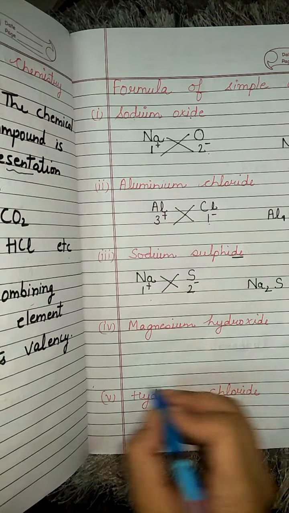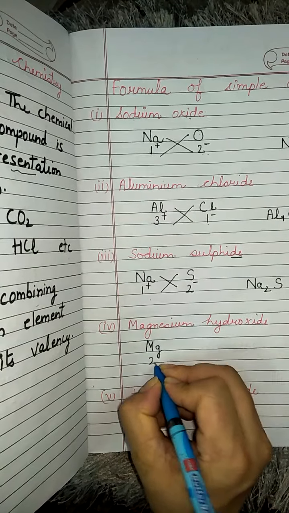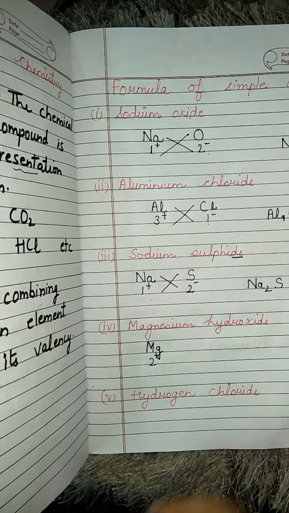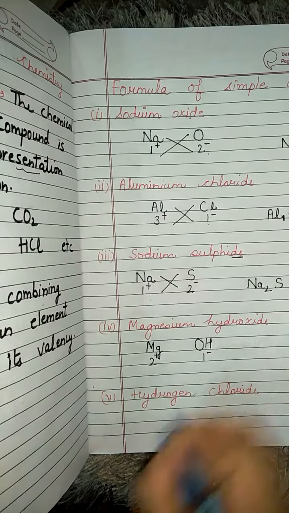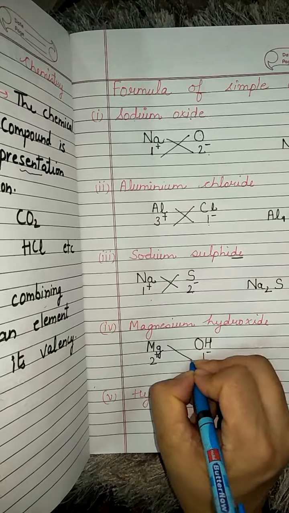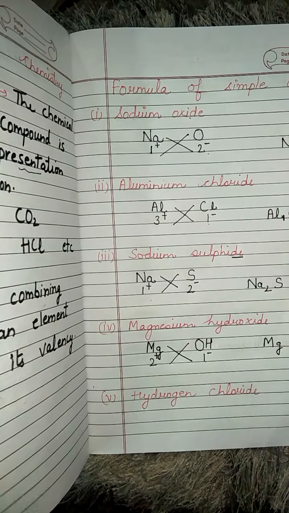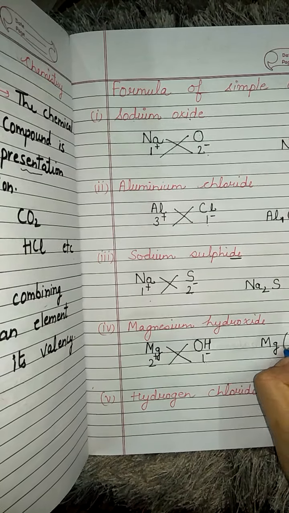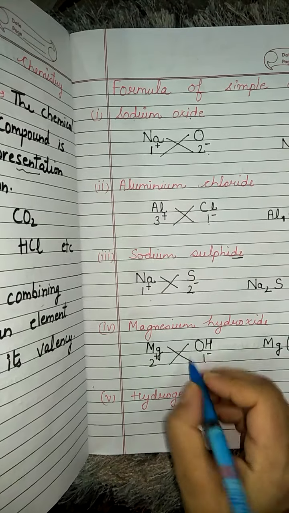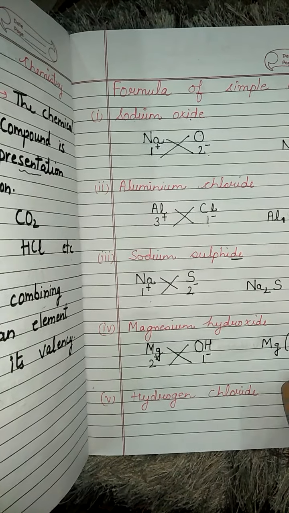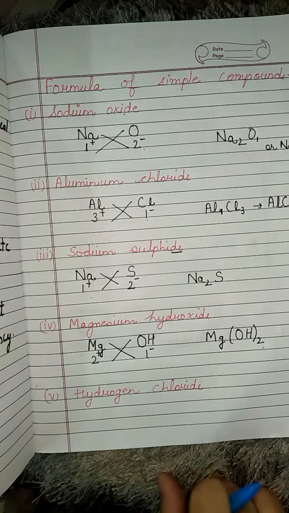Next, magnesium hydroxide. Please see. The valency of magnesium is 2 positive. Hydroxide is OH, and its valency is 1 negative. How to write? Mg1. OH is in combined form, meaning they are together, so I am writing a bracket, and outside the bracket this is 2. So Mg(OH)2, OH twice. I hope it is okay to you.